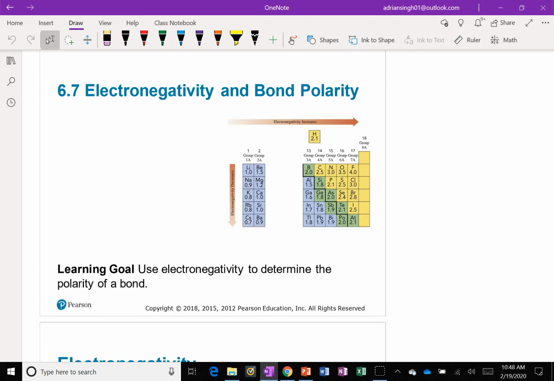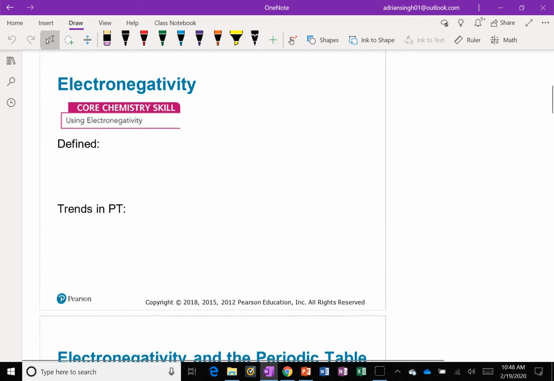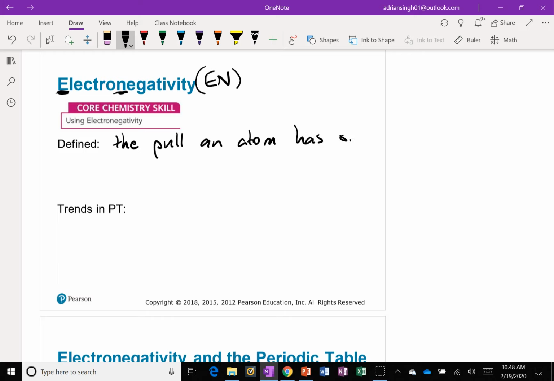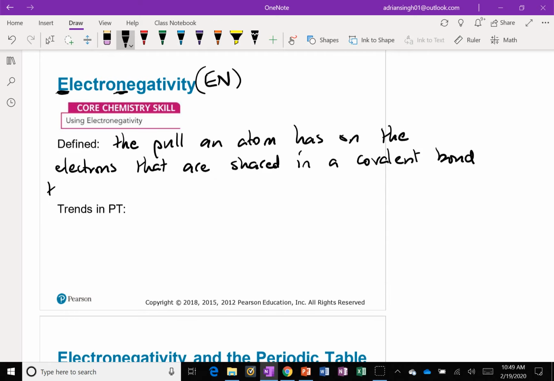This is the idea of an atom's electronegativity. Electronegativity is often abbreviated EN, and we can define it as the pull an atom has on the electrons that are shared in a covalent bond. In other words, the higher the electronegativity, the stronger the pull on those electrons.